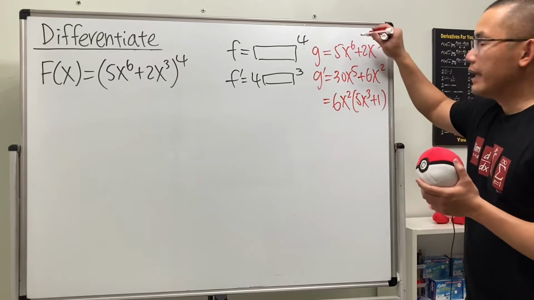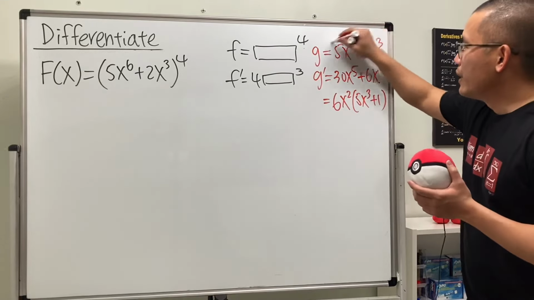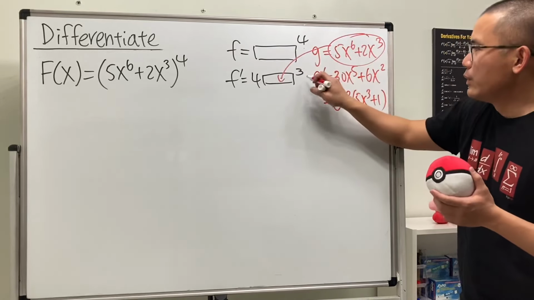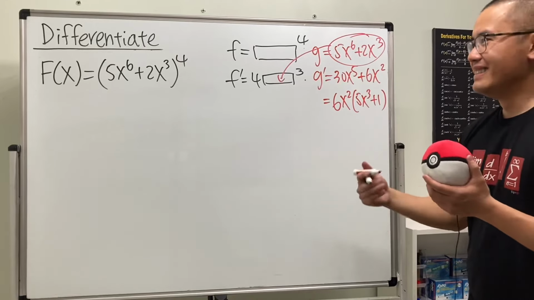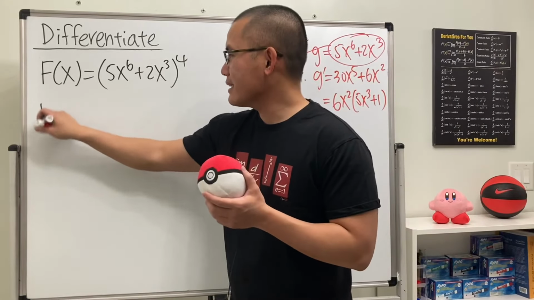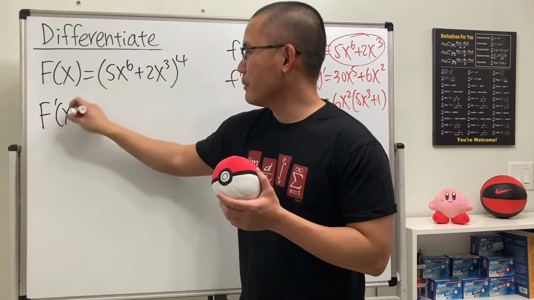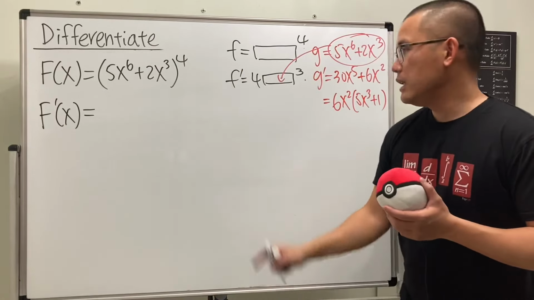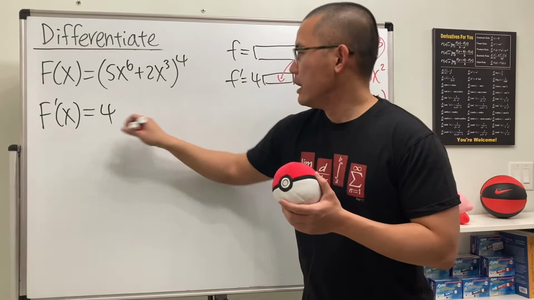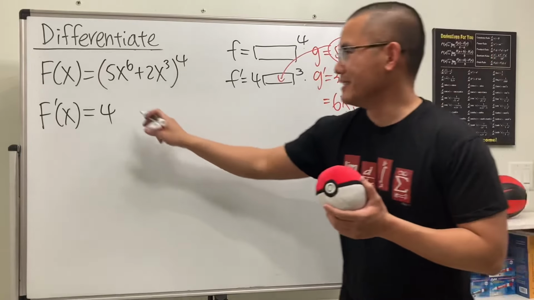Okay, good. And then this is where the magic happens. We are going to put this in the box, and then we multiply. And that will be the answer. So that's going to come back and write down capital F prime of x. Firstly, we have 4. And don't write down box, put down parentheses instead, right?